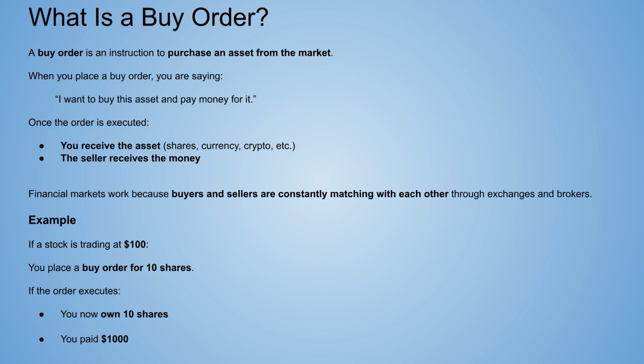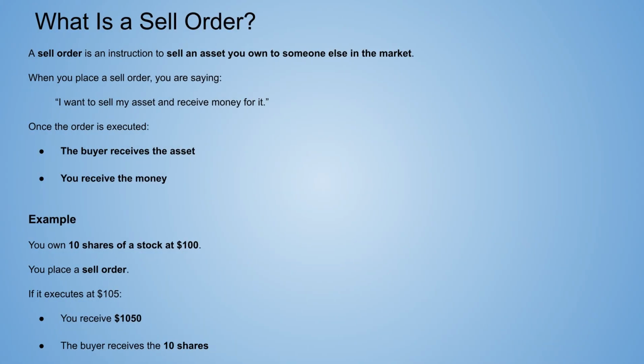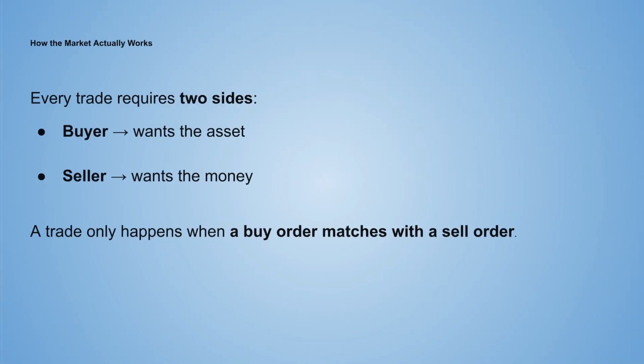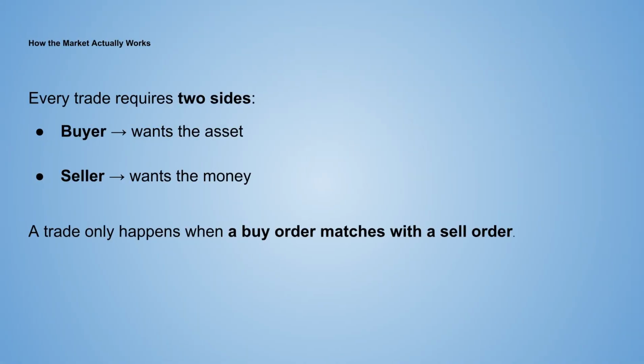Financial markets rely on buyers and sellers constantly matching through exchanges and brokers. Conversely, a sell order is an instruction to sell an asset you own to someone else in the market. When executed, the buyer receives the asset, and you receive the money. Every trade requires two sides, the buyer who wants the asset and the seller who wants the money. A trade only happens when a buy order successfully matches with a sell order.